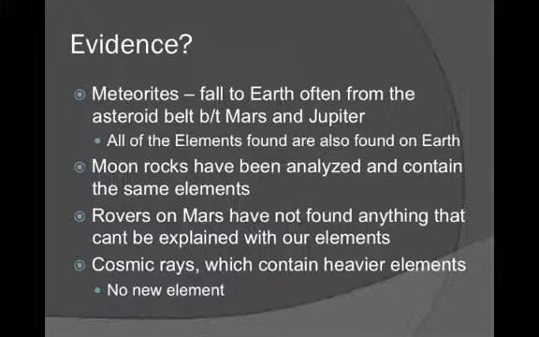And then the last one is cosmic rays. We can study the light that other planets and other suns give off, how they reflect light. And we can see that they contain heavier elements than our sun does, but at the same time, they're all elements that we know of here on Earth. So as of yet, we have yet to find an element that we don't have here, which makes us think that all matter is made up of the same basic types of elements.